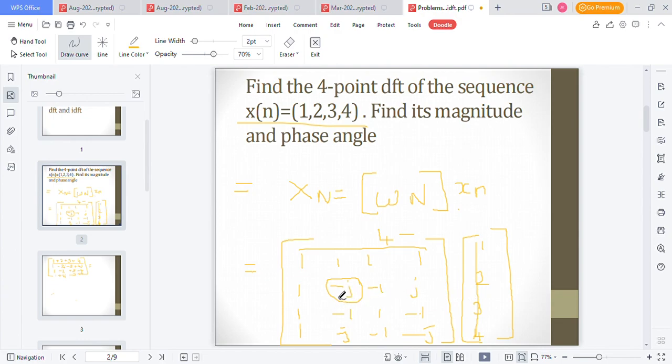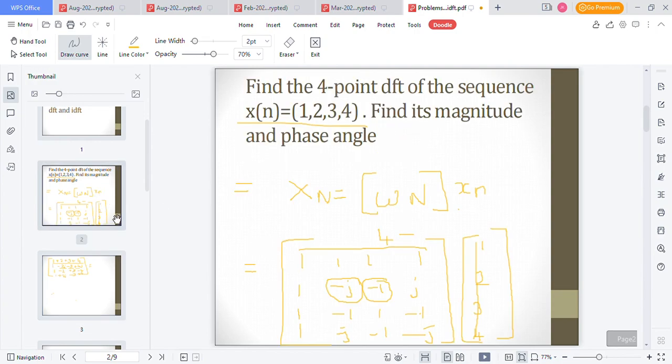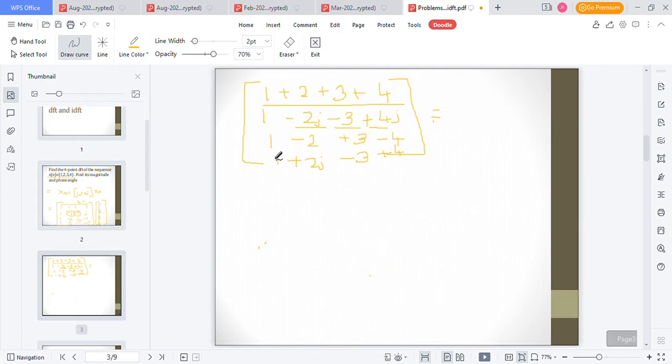It is not plus because here is my negative value, that is minus j, and if you multiply that minus j with the 2 over here, you get minus 2j. And here it is minus 1 into 3 is minus 3, and here j into 4 is plus 4j. So that is what you are getting: minus 2j minus 3 plus 4j, right? And similarly for the third one, it is 1 into 1 is 1, minus 1 into 2 is minus 2, this is plus 3, and minus 1 into 4 is minus 4. That is what you got: 1 minus 2 plus 3 minus 4.